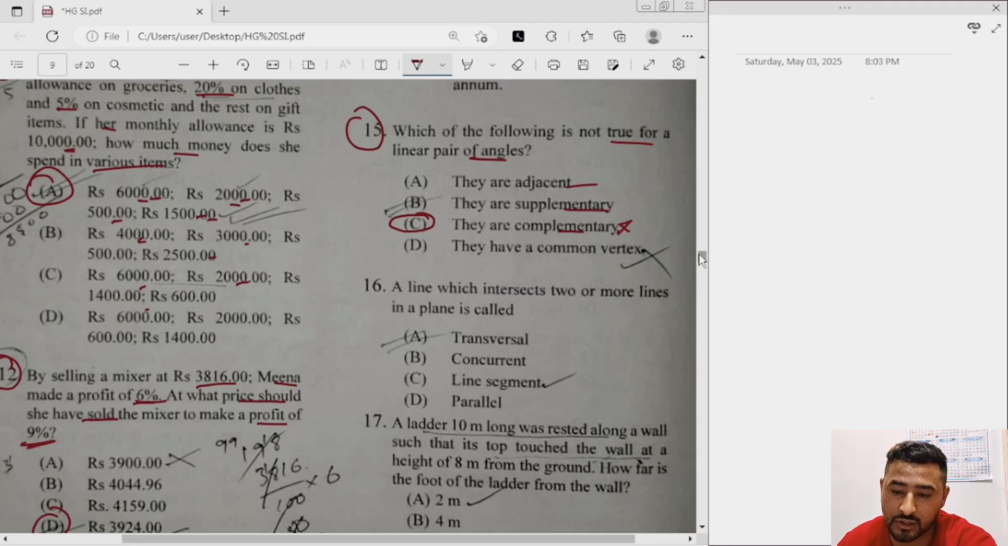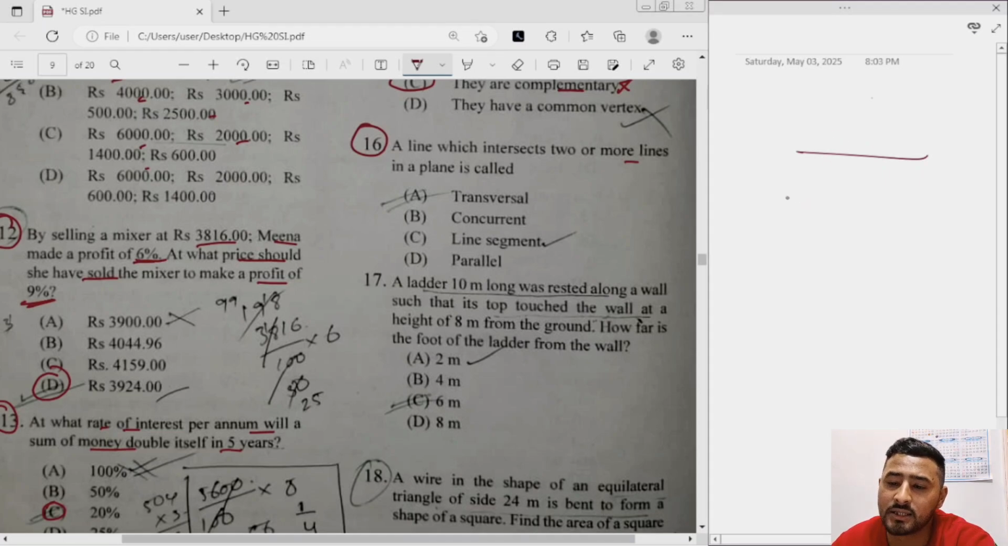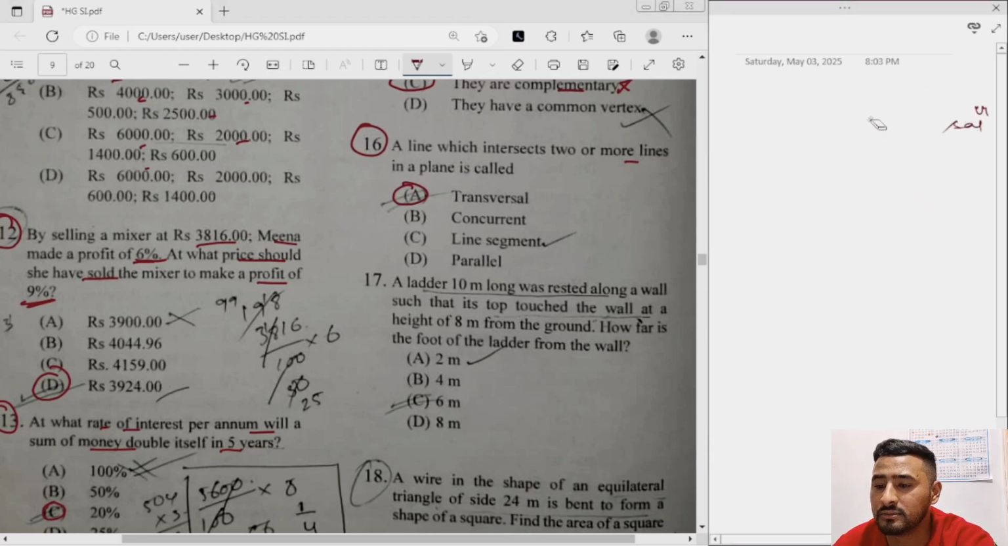Let's see the next question, question number 16. A line which intersects two or more lines in a plane is called, suppose this is a plane, say two lines and one line. So this line will be called as what? This will be a transversal line. Transversal, okay? So option number A. Okay, clear? Let's see next.